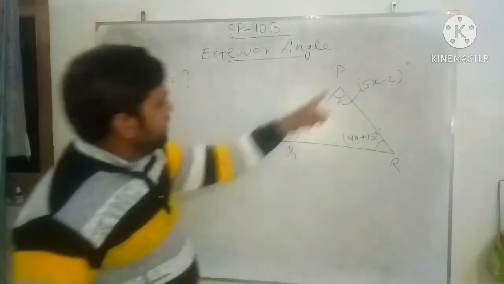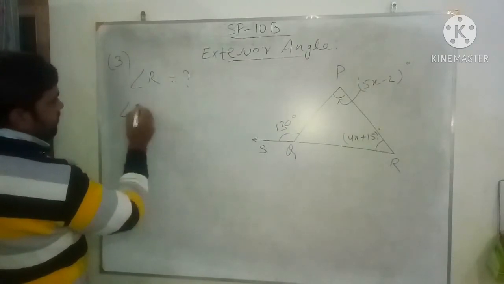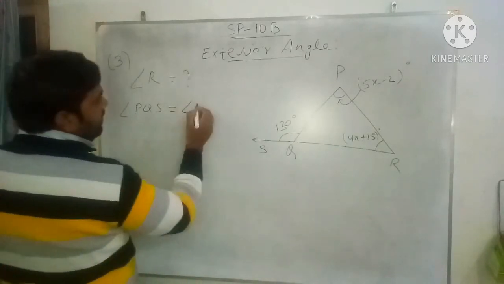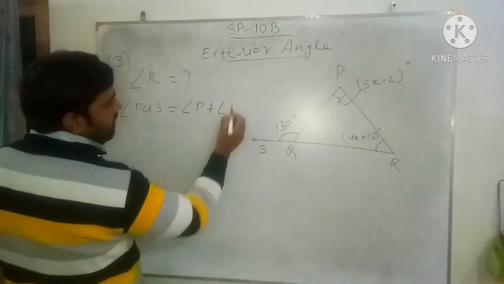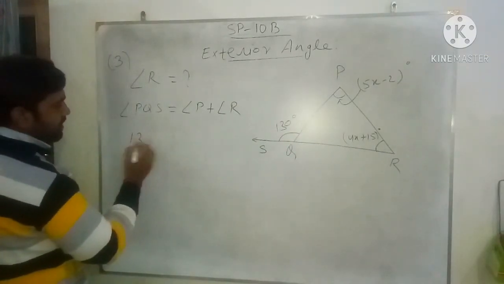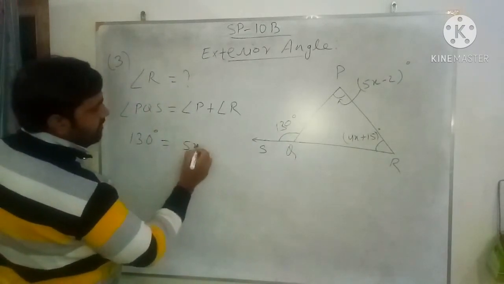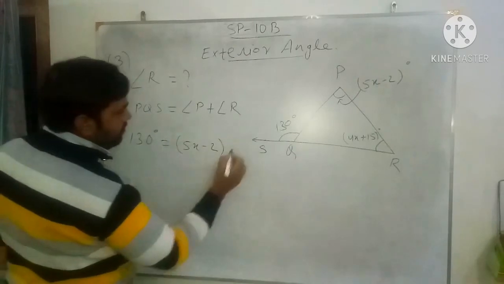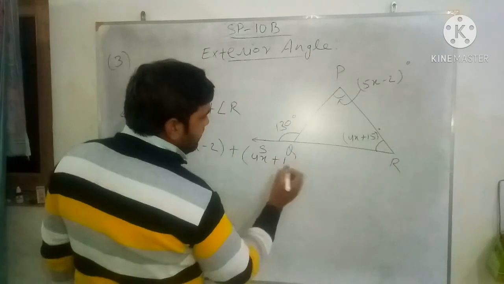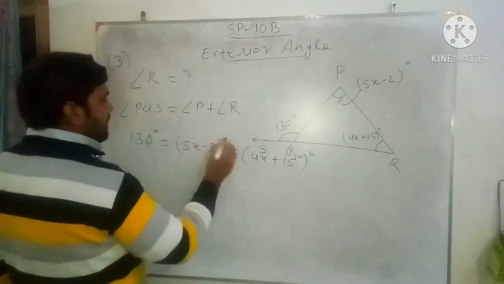In this, angle PQS is the exterior angle, so we apply the exterior angle property. Angle PQS is equal to the sum of its interior opposite angles, that is angle P plus angle R. Now see, we substitute the values of the given angles. Angle PQS is 130 degree. Angle P value is 5x minus 2 plus angle R value 4x plus 15 degree. Those two measurements are given.